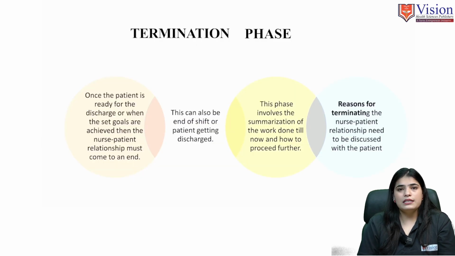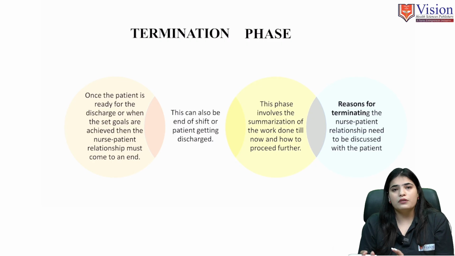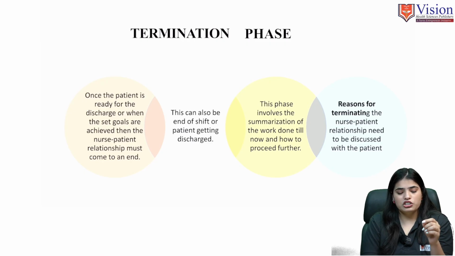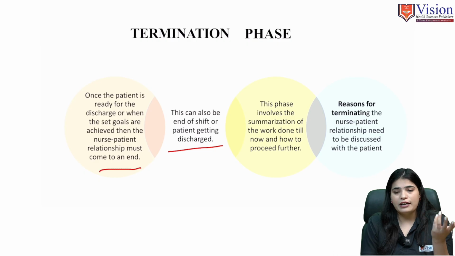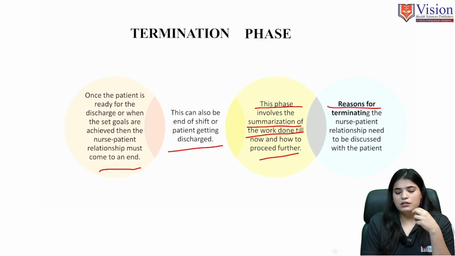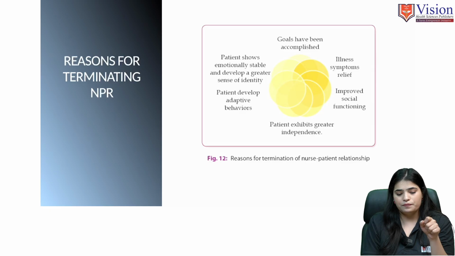So the termination phase: as we have worked with all the barriers, we have resolved all the barriers and done the work to resolve the problem. After that comes the termination phase, where we have achieved all the goals that we set at the start in the orientation phase. This phase involves the summarization of work done till now and how to proceed further. So here the nurse-patient relationship comes to an end. That is the termination phase.